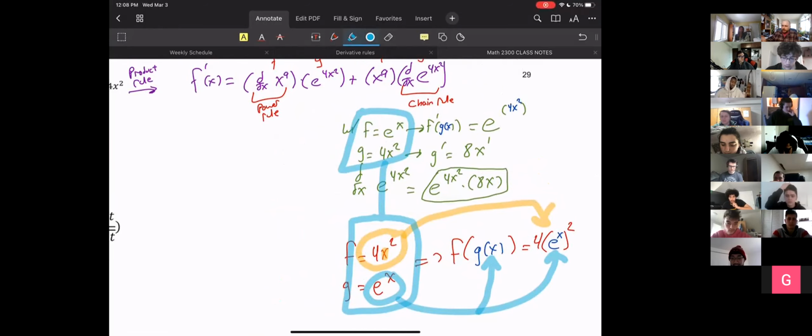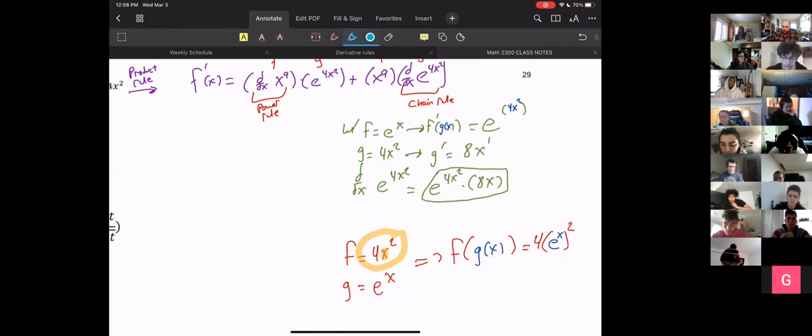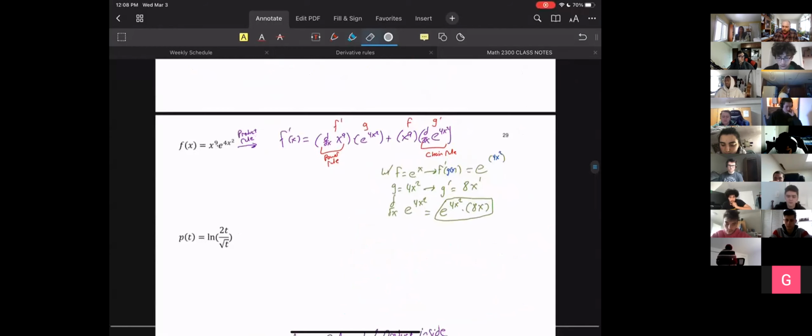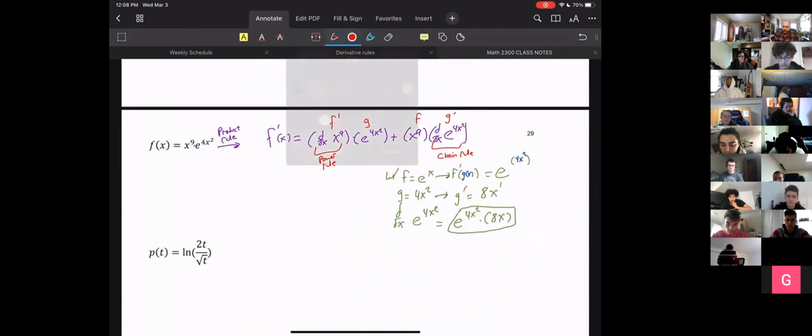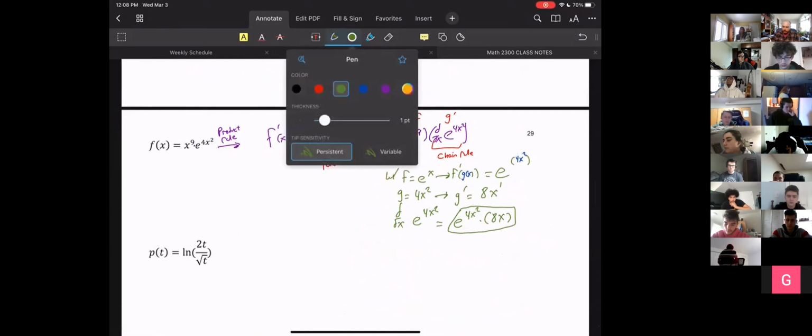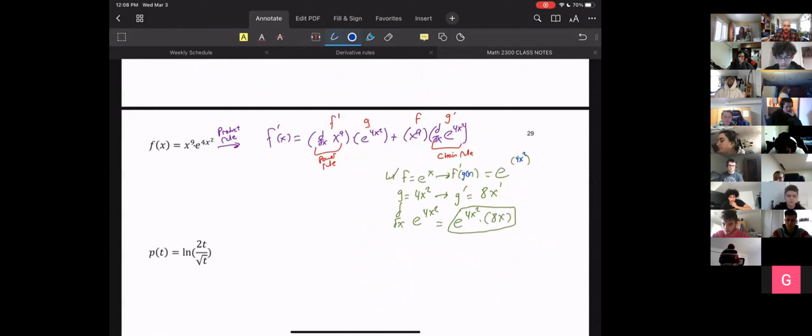I'm going to write down the final answer here. We've got all our components. I'm going to erase this stuff. And so our final answer then, let's do it in blue. F prime of x using the product rule is what we just wrote down on the right, all with the things in there, right?